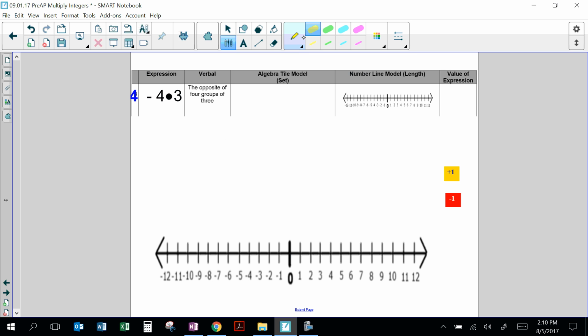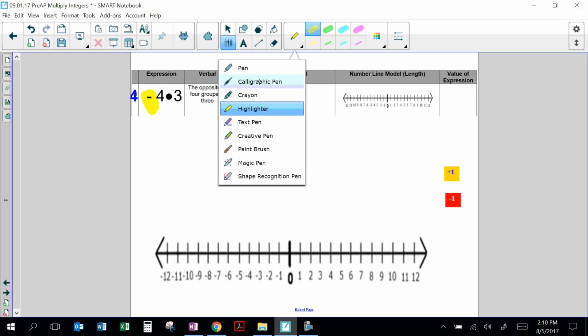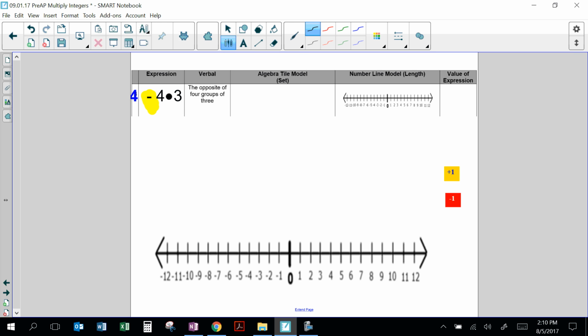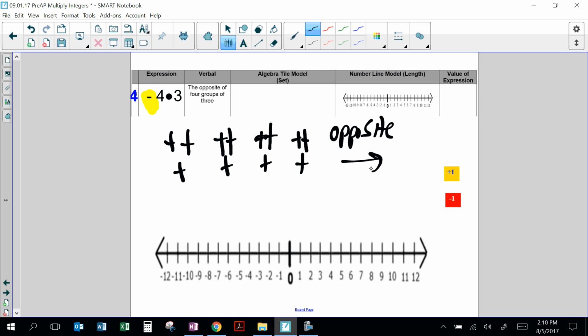Now number 4, -4 times 3. Let's take out my highlighter, highlight this. So it's saying opposite of 4 groups of 3. So one group of 3, second group of 3, third group of 3, and a fourth group of 3. But it says do the opposite. So what's the opposite of this? Negatives. So it's -12.